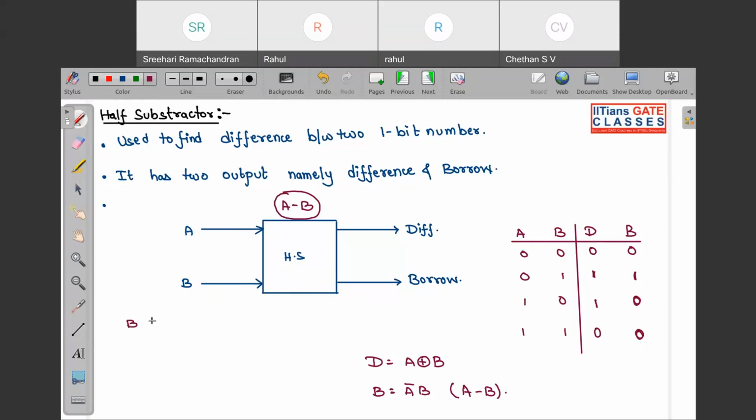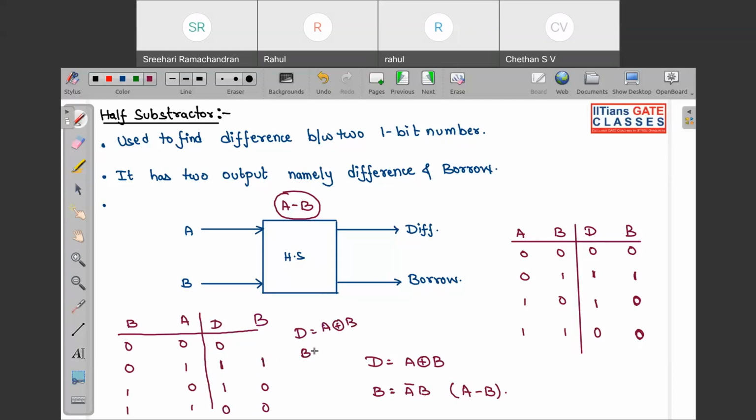So if you do B minus A, the difference will remain the same. So this will be 0, and over here this will be 1, and borrow will also be 1. Here it will be 1 0, and here it will be 0. So difference will be the same. But look at borrow. So borrow is what? It will be B complement A.